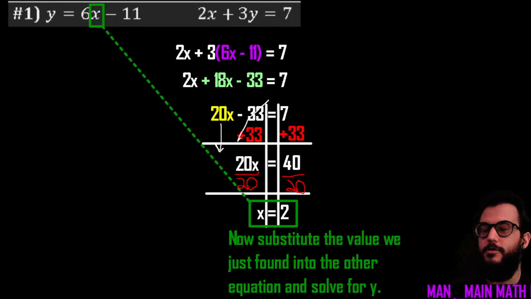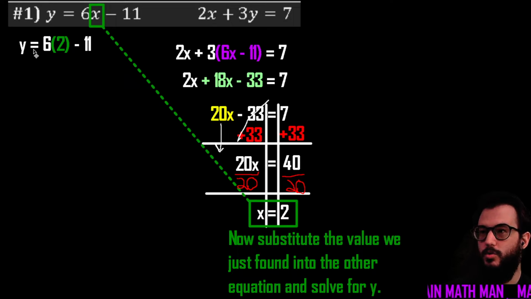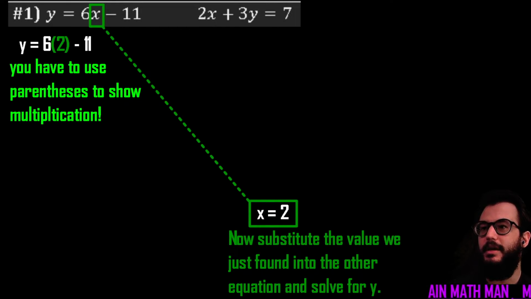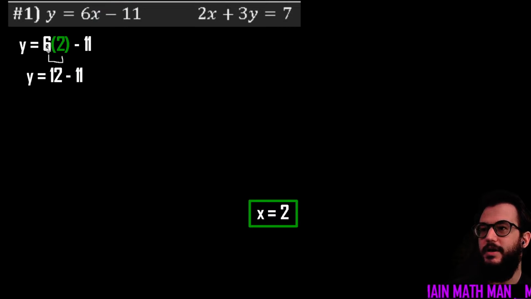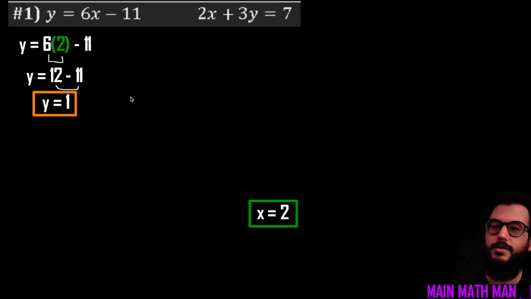So I rewrite that first equation. I'm going to say y equals 6 times 2 minus 11. And then I can just simplify and get a singular value for y. Again, make sure you're using those parentheses to show multiplication. So I have 6 times 2 is 12, and then everything else stays the same. So then I do 12 minus 11, which is 1. So that means my y value is going to be 1.